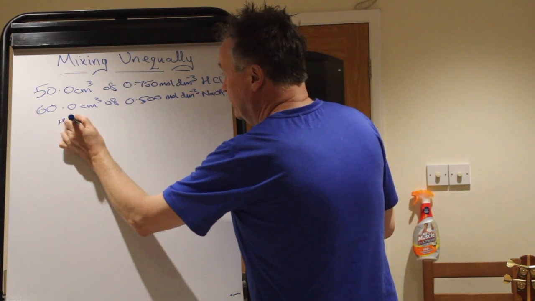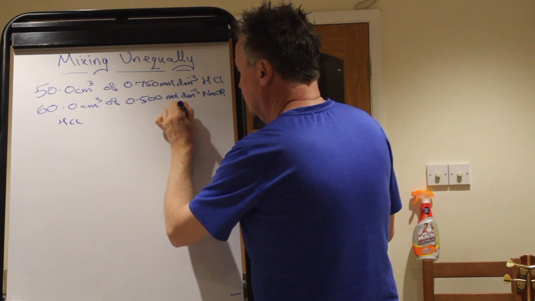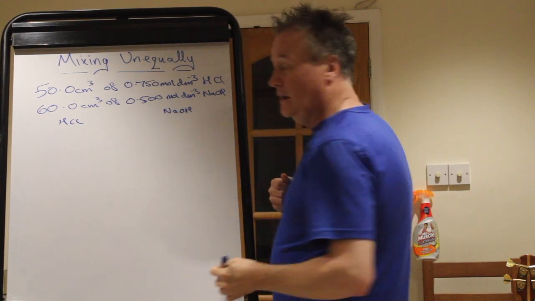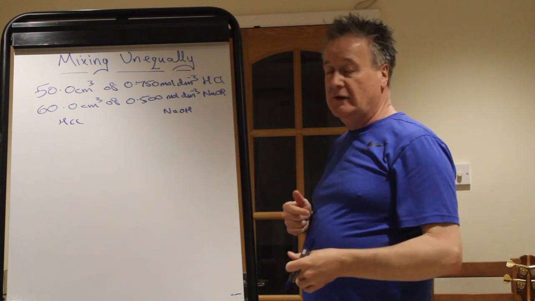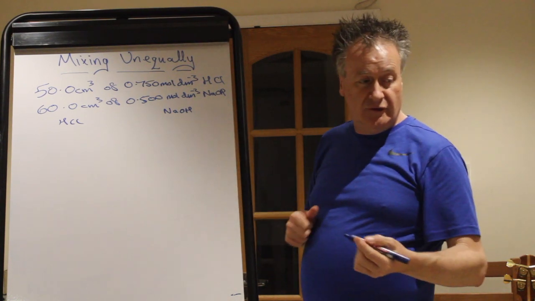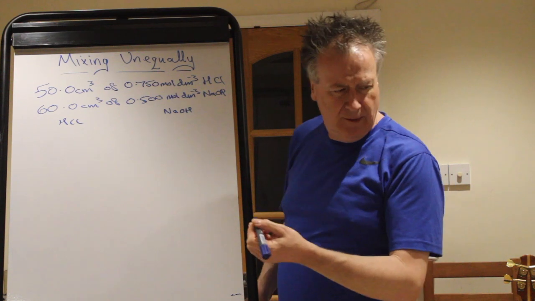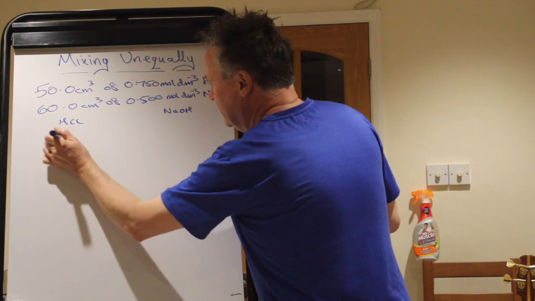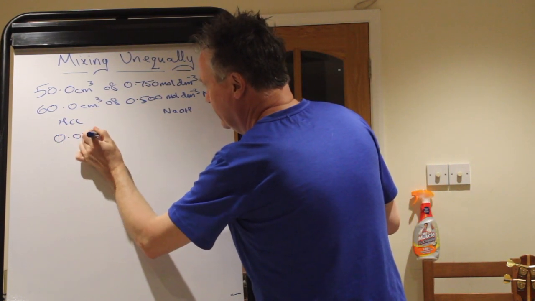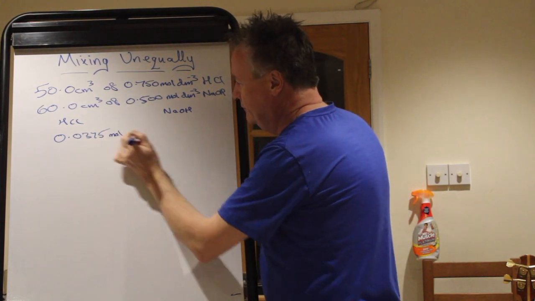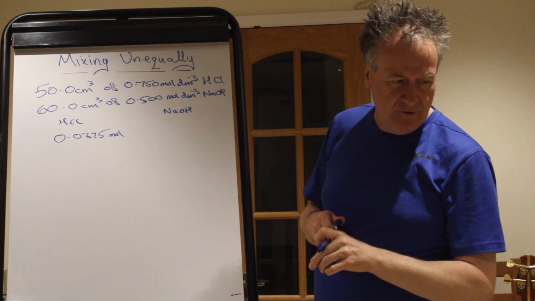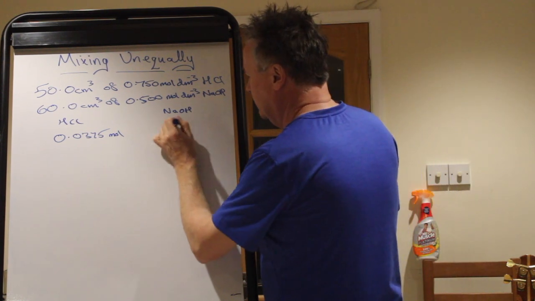So if we look at the HCl and we look at the sodium hydroxide, we look at how many moles of each one there is, you know, volume over 1,000 times the concentration. HCl, how many? 0.0375 it says there on my piece of paper. Is it moles? And the sodium hydroxide, 0.03. There we go.